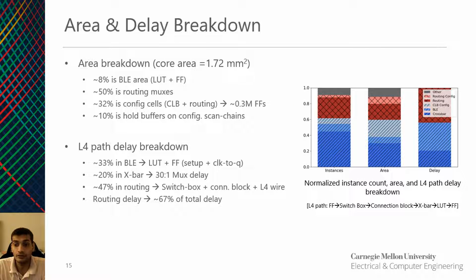The figure on the right shows the area and delay breakdown of the eFPGA test chip. About 8% of the area is occupied by the LUTs and the flip-flops. 50% of the area is occupied by routing muxes. 32% of the area is due to the 0.3 million configuration flip-flops that hold the configuration bitstream, and the remaining 10% is due to the hold buffers needed to fix hold violations on the configuration scan chains. As far as the delay breakdown goes, the LUT and the flip-flop delay accounts for about 1/3 of the total delay. The remaining 2/3 of the delay is due to the routing muxes.